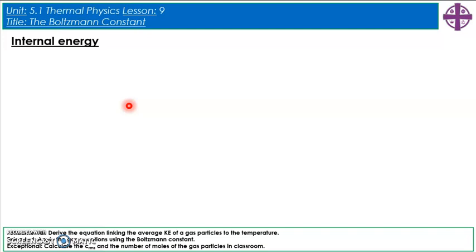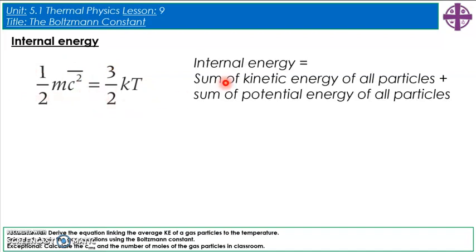So, thinking about internal energy now. Internal energy was something we looked at in the very first lesson. Building upon this equation, and looking at the definition, internal energy was defined as the sum of the kinetic energy of all the particles plus the sum of potential energy of all the particles. Now, this is for an ideal gas. When we defined an ideal gas, we said that there was no attraction between the molecules. The gas molecules are so far apart that they're very rarely interacting, so we can say that there's no electrostatic attraction between the molecules, and if there's no attraction, there'll be no potential energy.